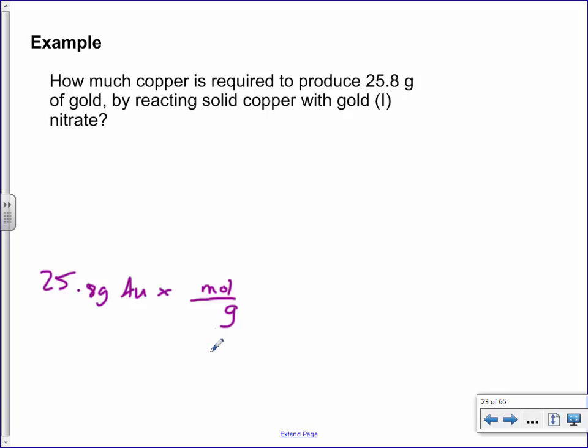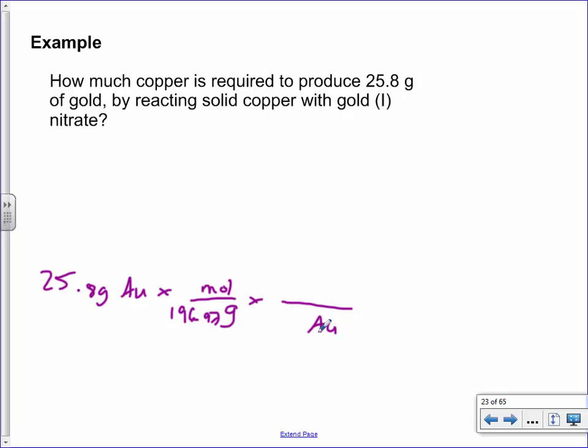Again, I don't mind if you need to look it up in your data table, but hopefully you can find it quickly, because if you're spending 5 minutes finding where gold is, it's going to take you a while to solve questions. So, gold's molar mass is? Thank you, 196.97. Okay, the next thing we want to do is get rid of gold.